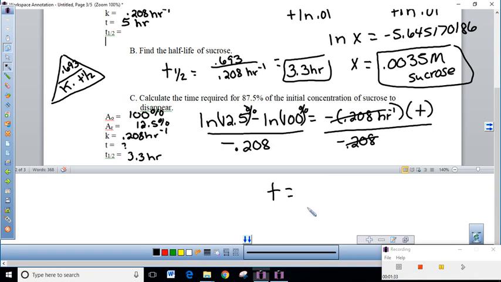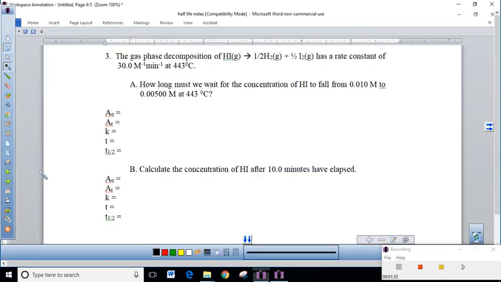So you should get a time of 10 hours. 9.99999 something, but we've got 2 sig digs going on. So it takes 10 hours for this to decompose to that percentage. How could you make sure you did it right? You can, of course, plug it back in. All right, example number 3.